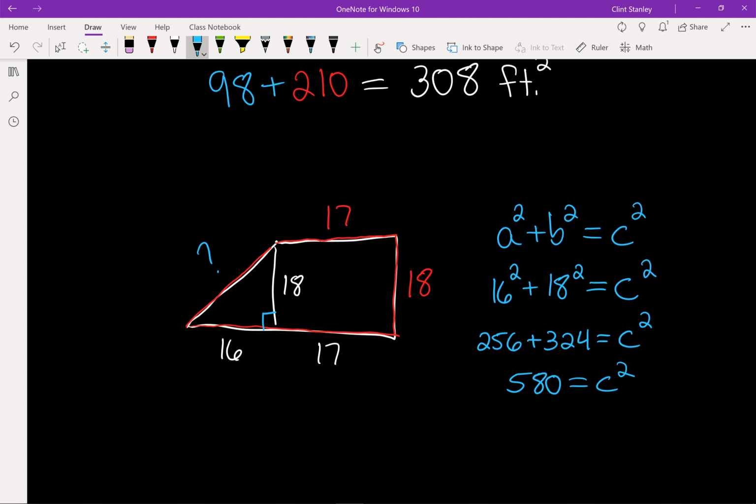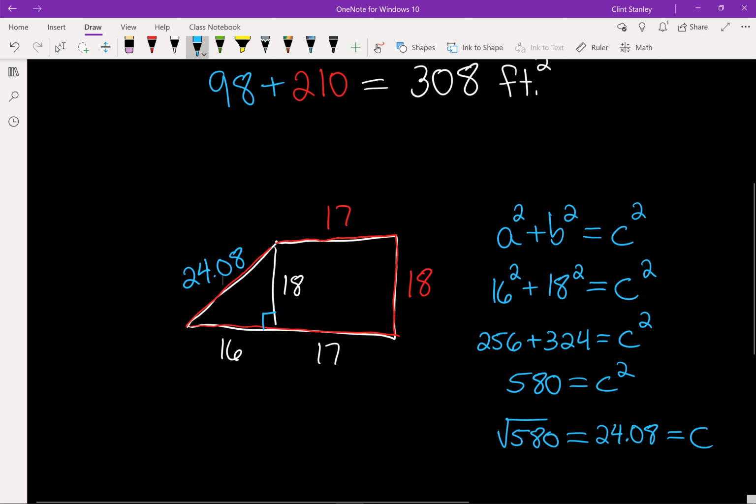And now we're going to take the square root. Square root of 580. 24.08. We round to 2 decimal places, and that is going to be C. Okay. And so this side is 24.08. And then if we add all these together, 24.08 plus 16 plus 17 plus 18 plus 17, get a perimeter of 92.08.